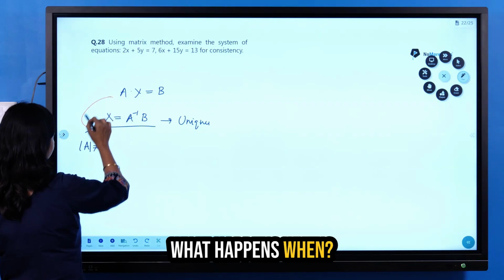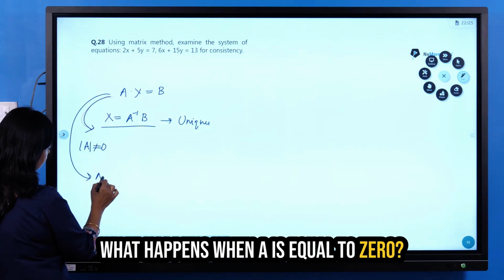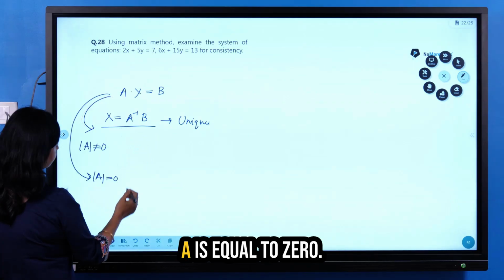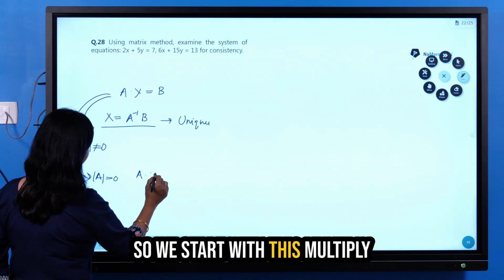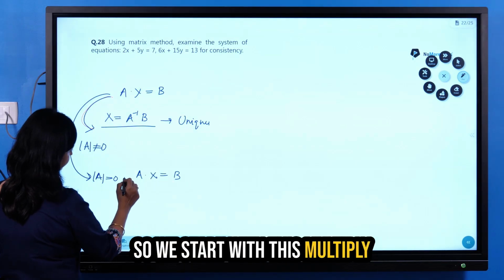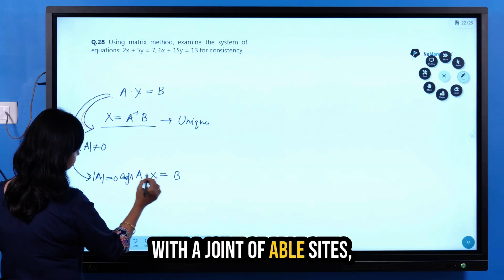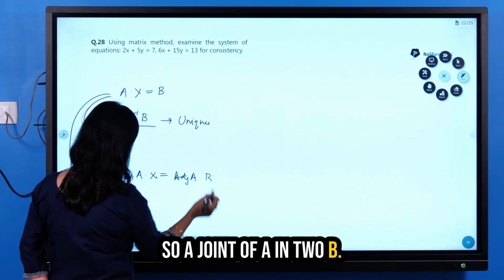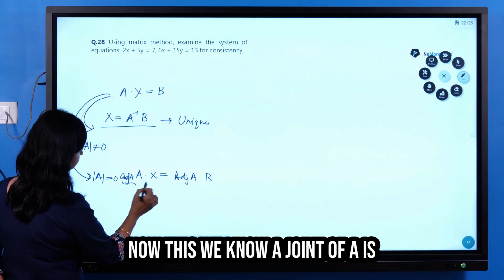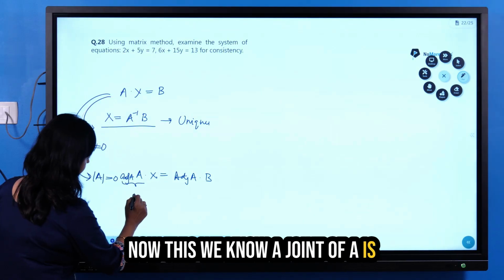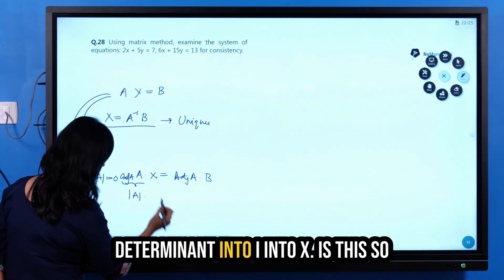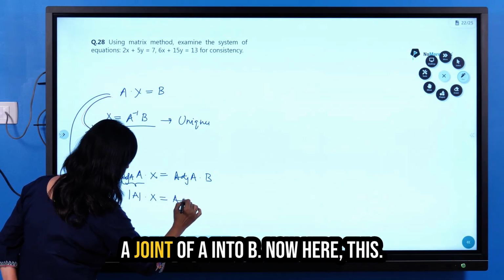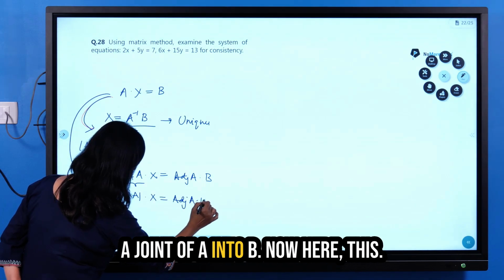What happens when determinant of A is equal to 0? When determinant of A is equal to 0, then what do we do? So we start with A X is equal to B, multiply with adjoint of A on both sides. So adjoint of A into A into X is equal to adjoint of A into B. Now this we know, adjoint of A into A is determinant of A into I, into X is this. So adjoint of A into B.